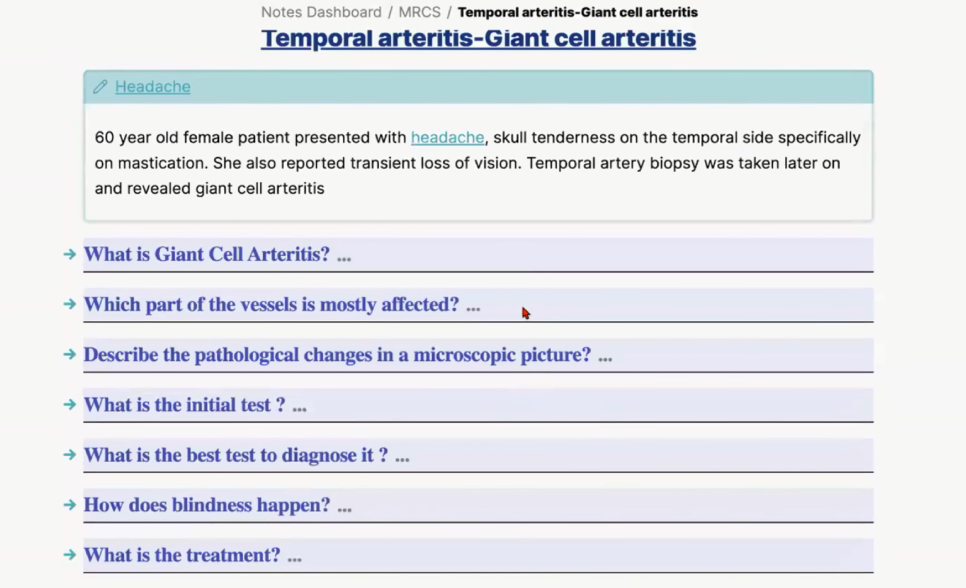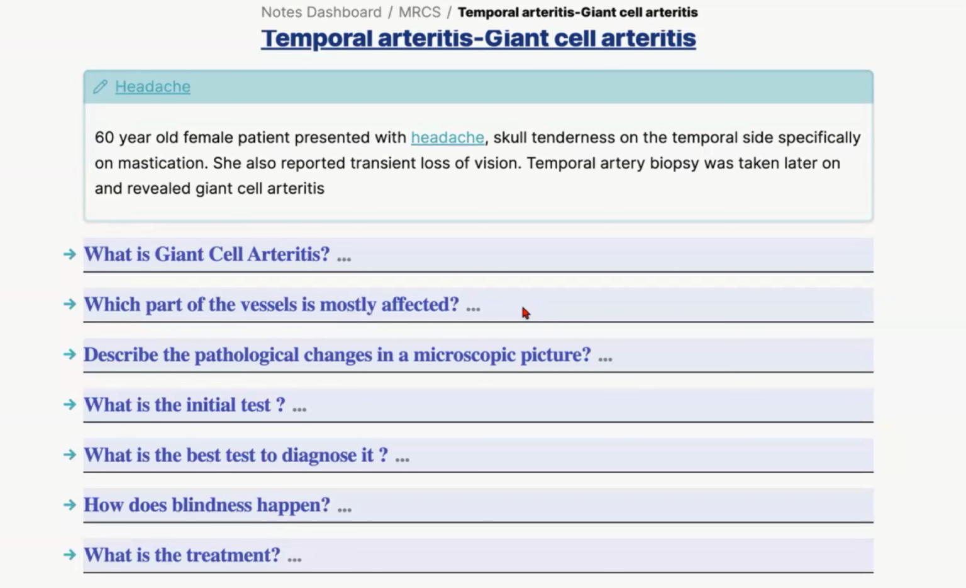You have a 60-year-old female patient presented with headaches, skull tenderness, and the temporal side specifically on mastication. She also reported transient loss of vision. The temporal artery biopsy was taken later and revealed giant cell arteritis. What is giant cell arteritis?